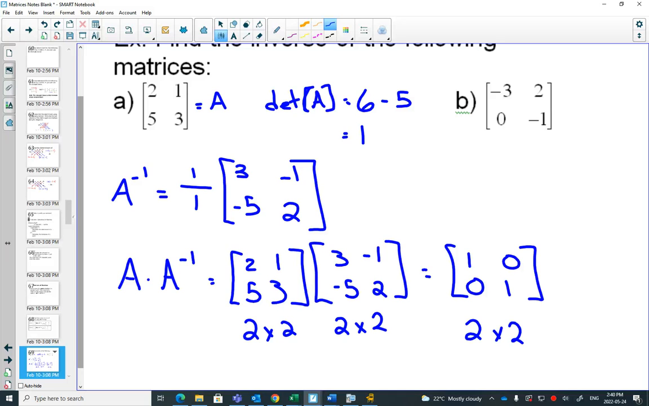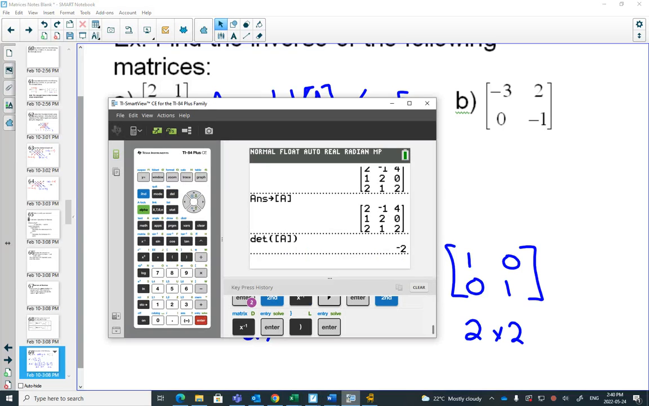So if you want to check if your inverse is correct, you can put it into your calculator, multiply them together, and find it out. Does your calculator have an inverse button? So let's write in this matrix and see if we can calculate it with our calculator.